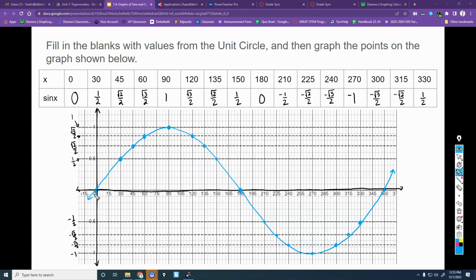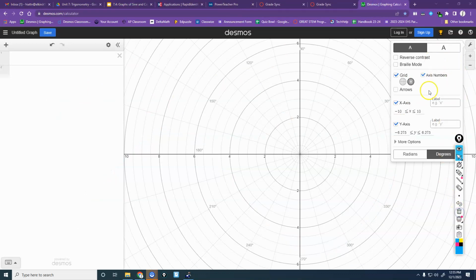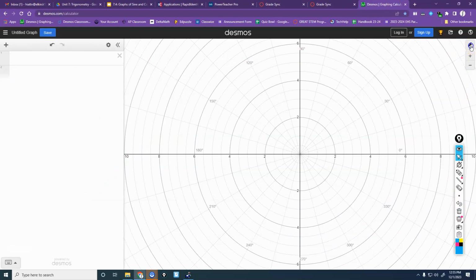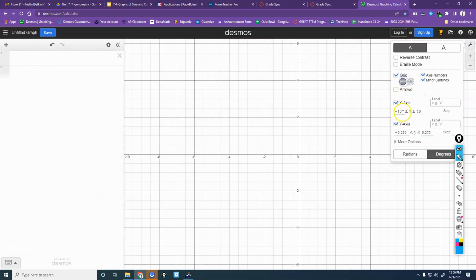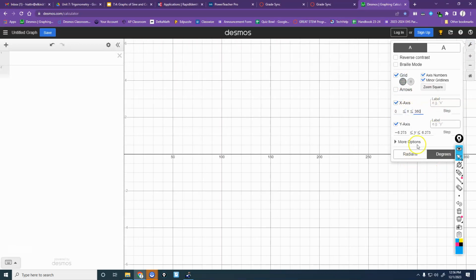So I'm going to pull up Desmos, and this is our graph of sine x. Let me pull up Desmos over here, and I'm going to have to change a couple things because I've got a mess. I definitely have to go back to the grid. I need to go from 0 to 360 if I'm going to do degrees.